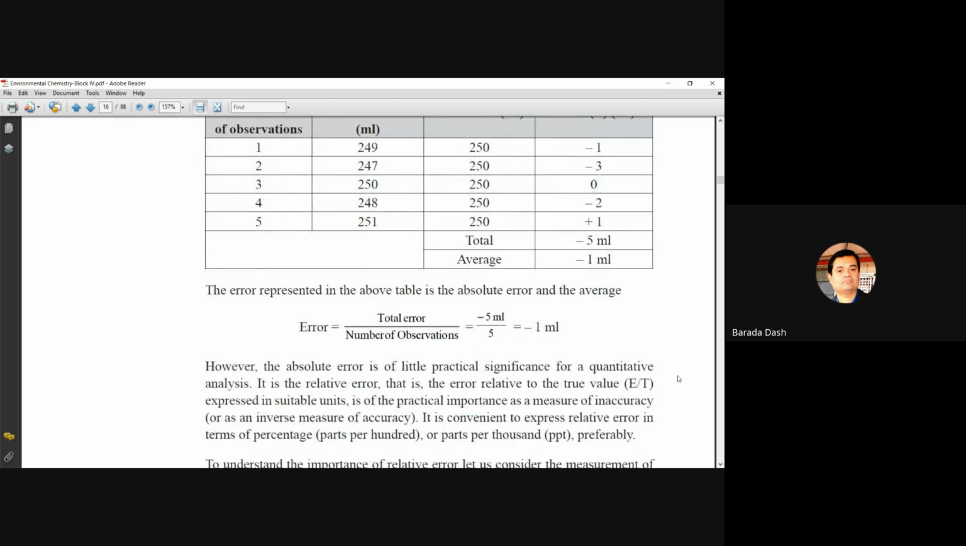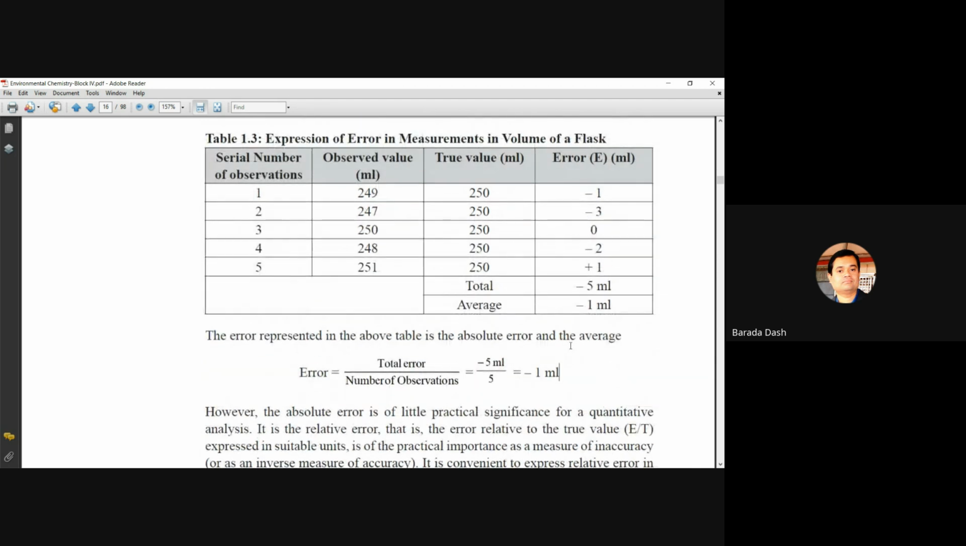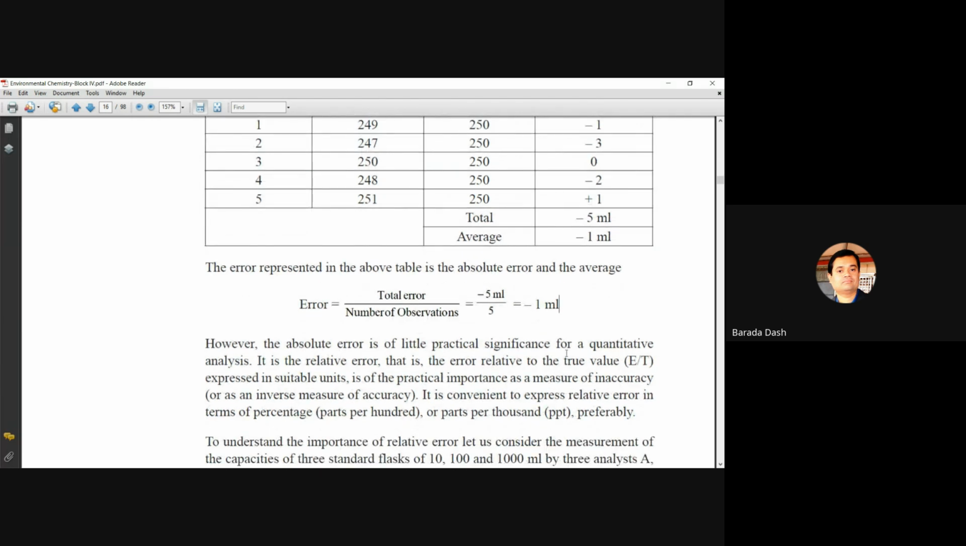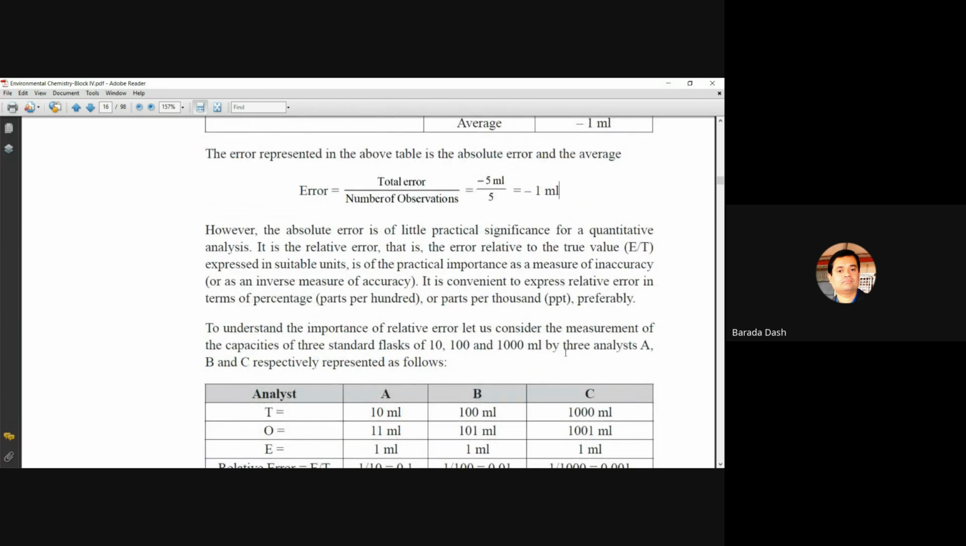The error represented in the above table is the absolute error, and the average error is equal to the total error divided by the number of observations. You have a total error of -5 ml in the 5 experiments, and the number of observations is 5. So your error is -1 ml. That means the more experiments and repetitions you do, the more you can avoid the error, and the error value will be less and less because you are taking the average of those.